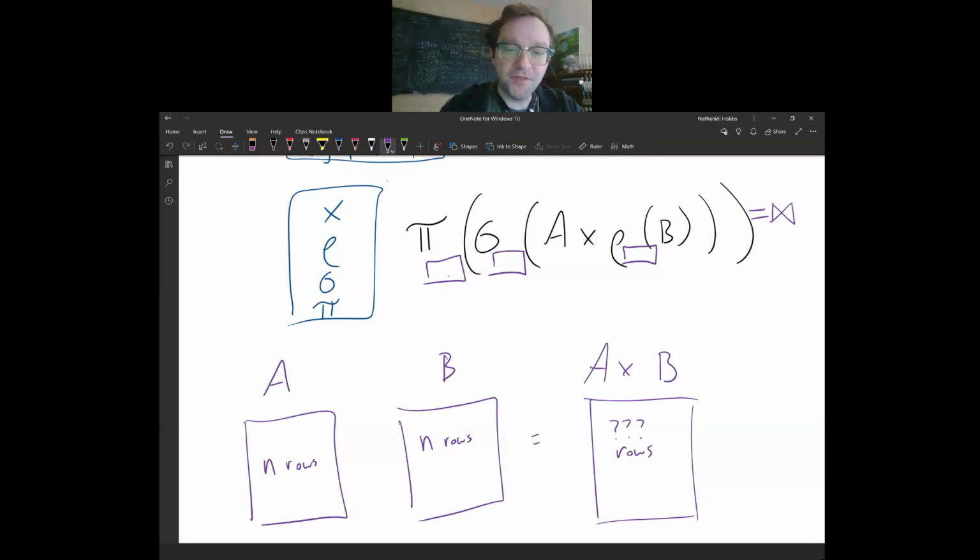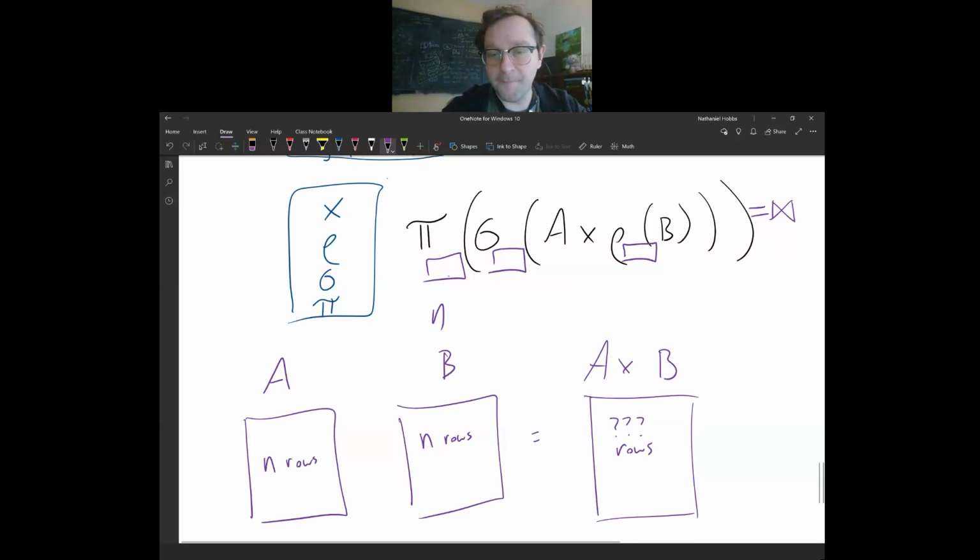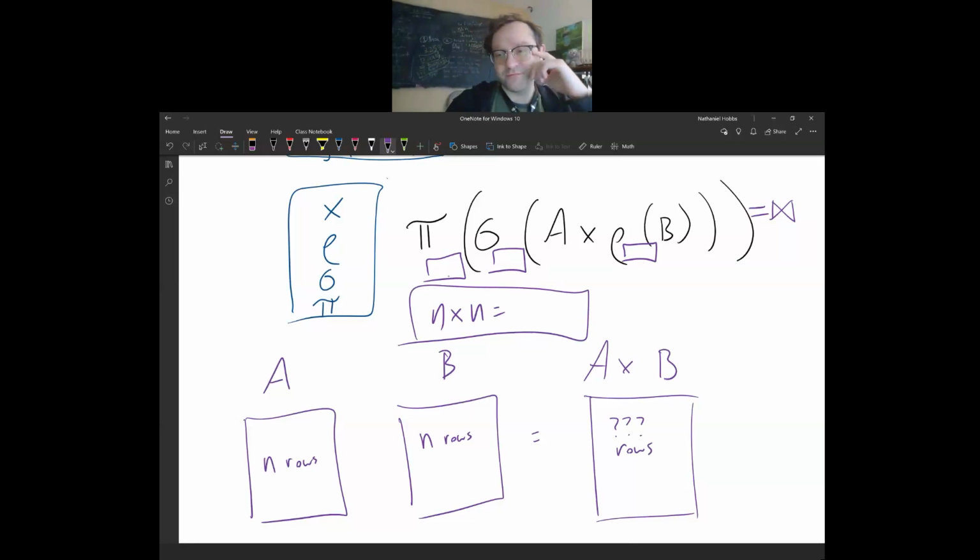Okay, so the number of rows in A times the number of rows in B. Is there a simpler way to write that? Would it just be n squared? Yeah, that's right. That's n squared rows. So in general, if you have n rows in one and m rows in the other, then you will have n times m rows. If these are both n, then that's n squared rows.